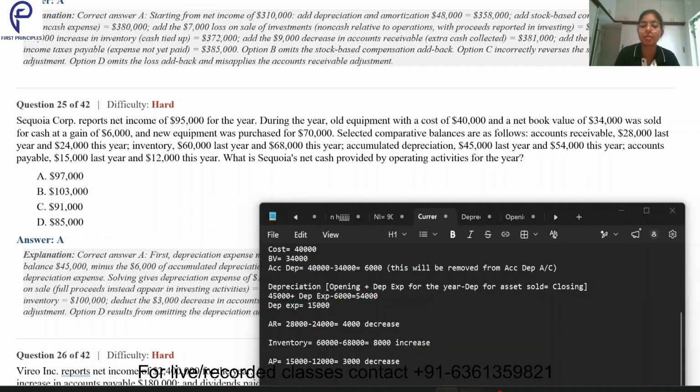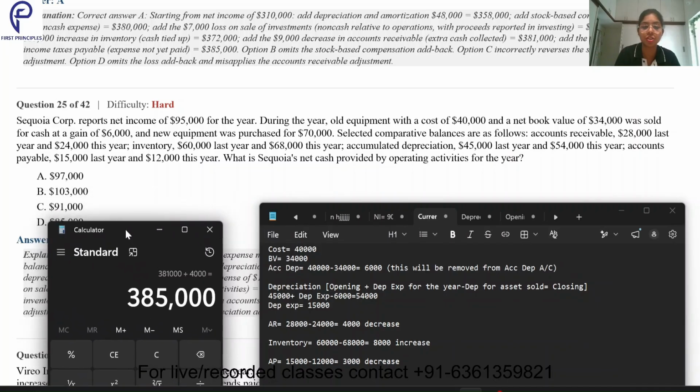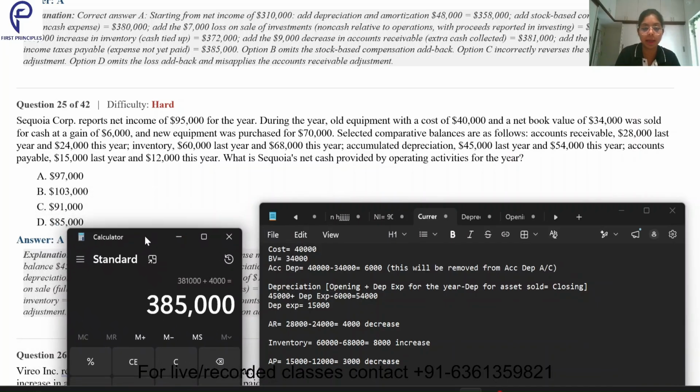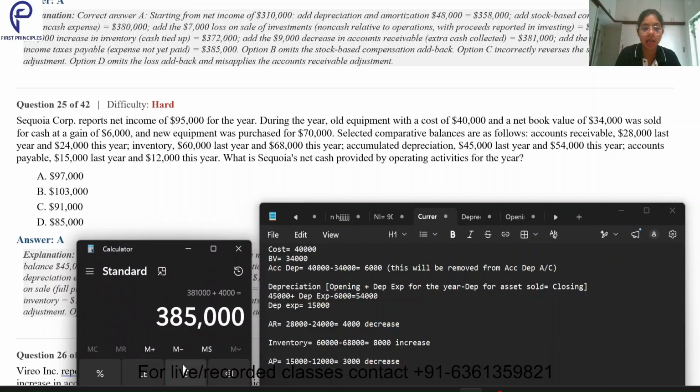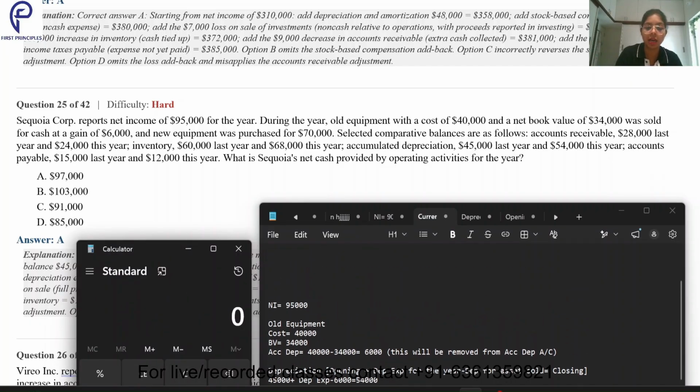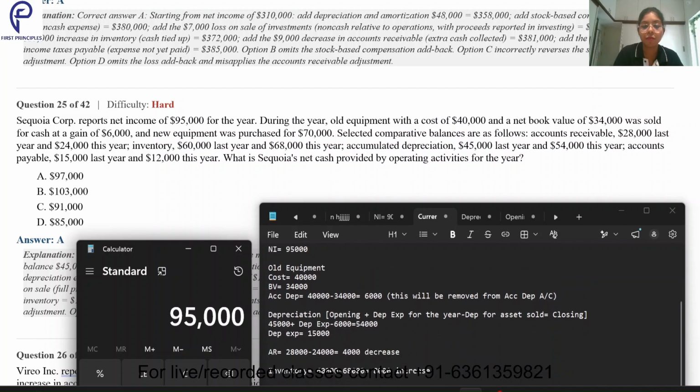I will take out my calculator now, and we'll start doing the calculation in order to calculate the cash provided by operating activities. So first of all, we have our net income. What is the net income? Net income is 45,000. Then we have the depreciation expense which we have calculated, 15,000. The depreciation expense has to be added back to my net income. Why? Because it is a non-cash item. So, 45,000 plus 15,000.